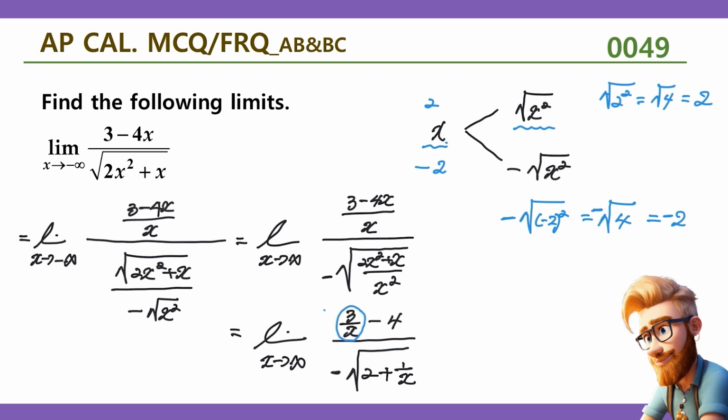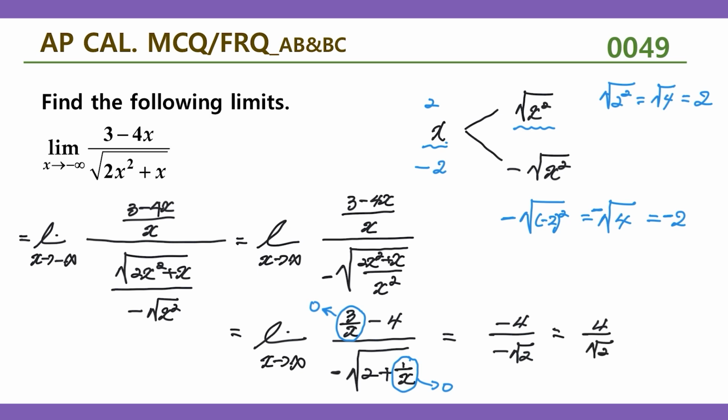As x approaches negative infinity, this expression approaches 0. 3 over infinity approaches 0, and 1 over x approaches 0. 1 over negative infinity approaches 0. So that is equal to negative 4 over negative the square root of 2, which is equal to positive 4 over the square root of 2. If we rationalize this, multiplying by the square root of 2, that's 4 root 2 over 2, which is 2 root 2.